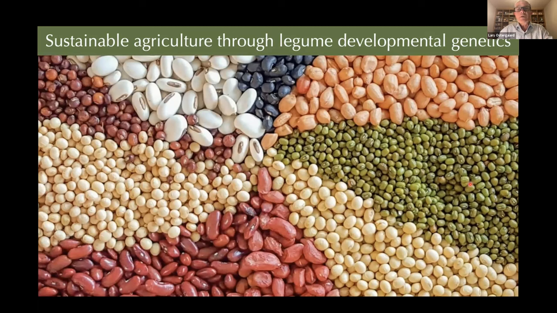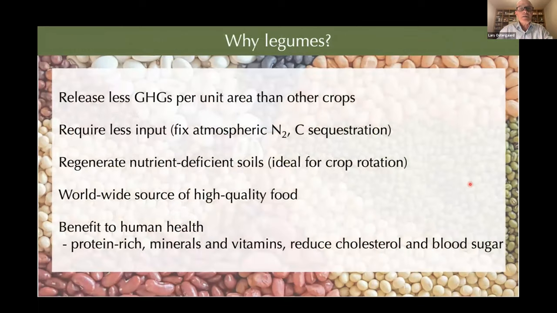And as you know, the legume family consists of many very important crops that are important for both food and the environment, because the growth of those crops releases much less greenhouse gas per unit area than other crops. They also require less input for their growth, less nitrogen, because they're able to fix their own nitrogen, and also carbon sequestration. And they can be used to regenerate soils that have been grown for many generations in seasons with other crops such as cereals or brassicas.